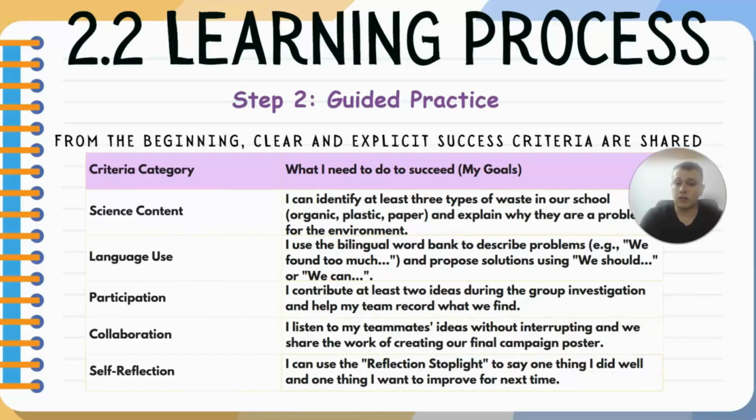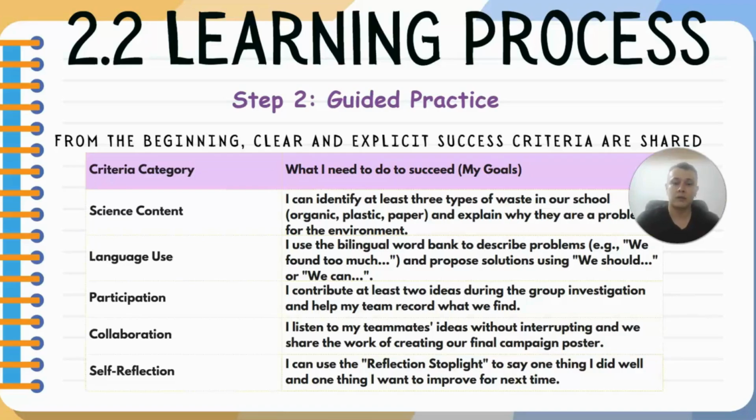Students work in small collaborative groups to analyze the waste production within their school environment. From the beginning, clear and explicit success criteria are shared with the students, including language use, participation, collaboration, and understanding of science content. These reflect transparent teaching practices where expectations are visible and accessible, as is highlighted in Model 1. Effective teaching integrates peer evaluation and self-evaluation, allowing students to actively monitor their learning.